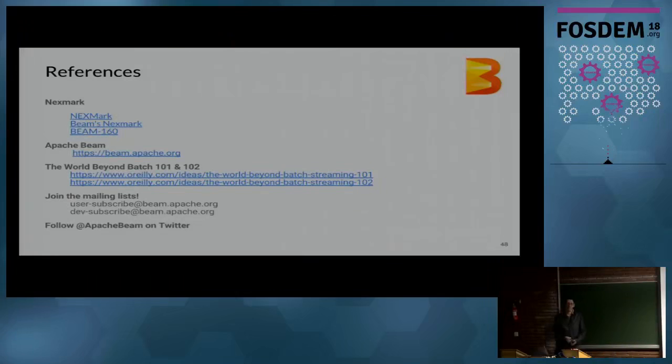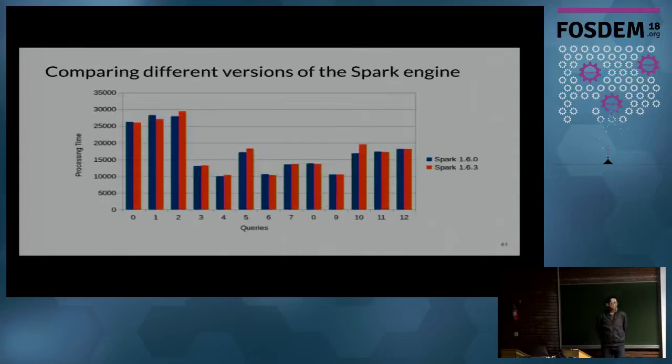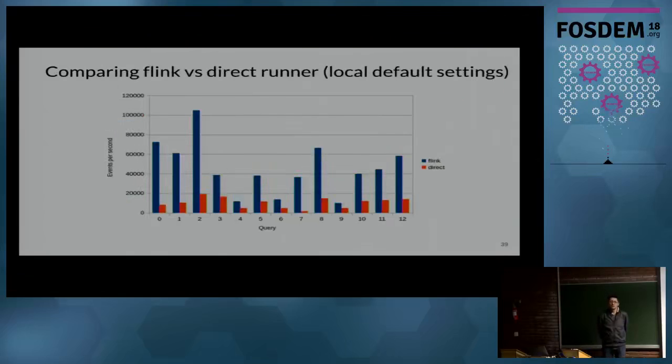Questions, maybe? Yes. Thank you for the talk. I was just wondering, in the comparison of Flink versus Direct Runner, is this single node performance? Yes, this is single node performance because the Direct Runner is only local. Okay, thanks.